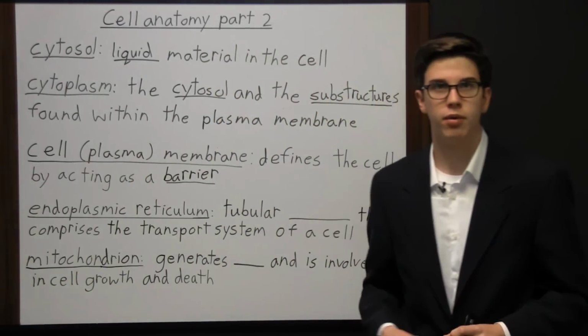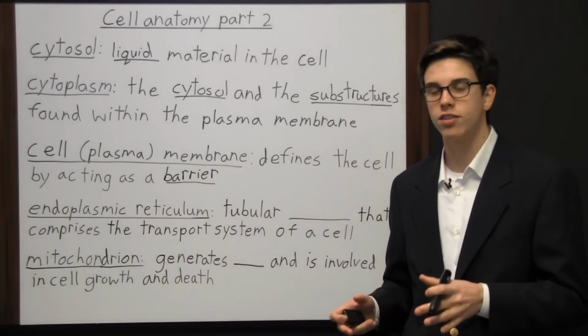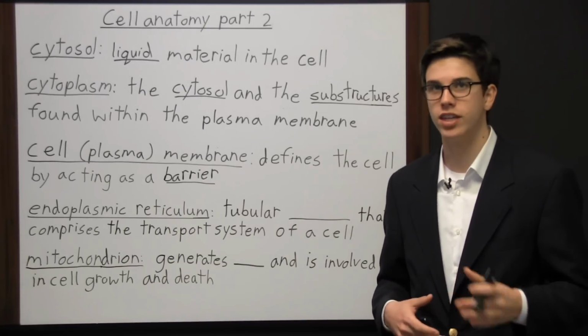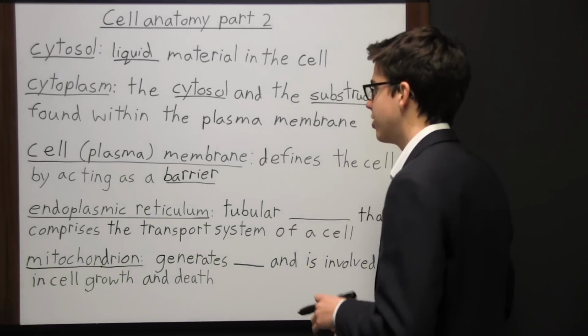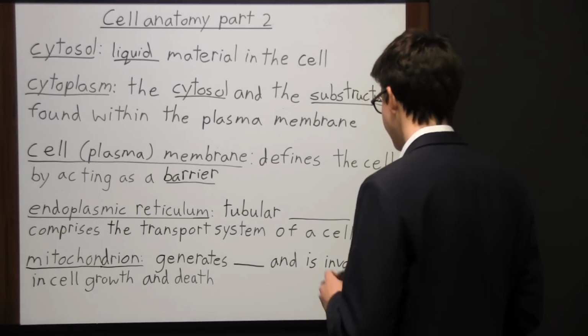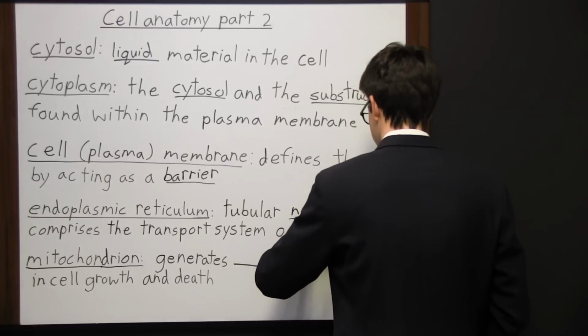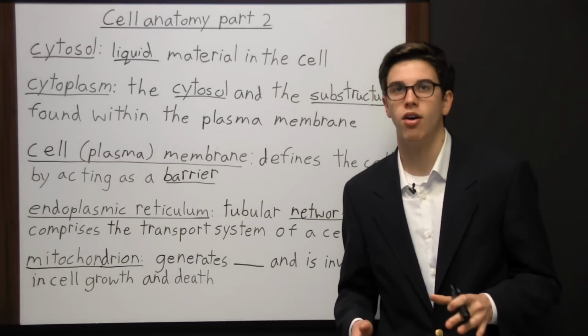And so the cell membrane helps keep cytoplasm in and substances located outside the cell out. It also determines what is allowed to enter and exit the cell. And then we come to endoplasmic reticulum, which is the tubular network that comprises the transport system of a cell.